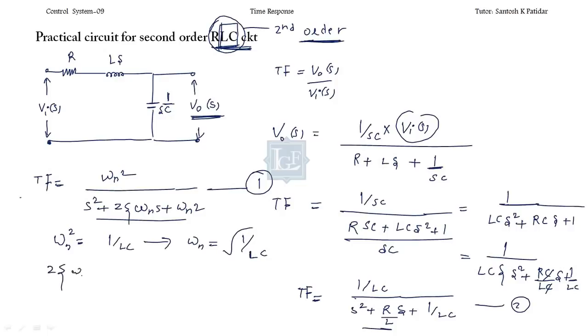2 zeta omega n equal to R by L over here. This is R by L. Let's find out the value of zeta. It will be R by 2 under root C by L. So we calculated the natural frequency of oscillation omega n for the RLC circuit, and that is under root of 1 divided by LC. We calculated the damping ratio also for the practical RLC circuit, and that is R by 2 under root C by L.